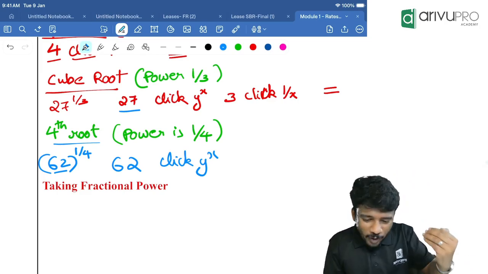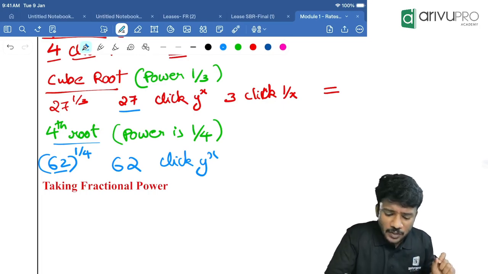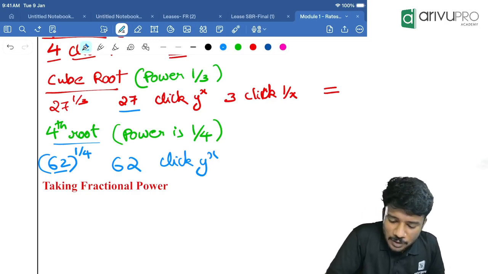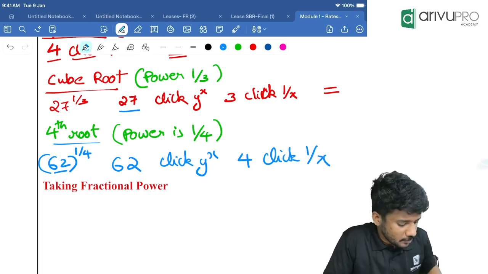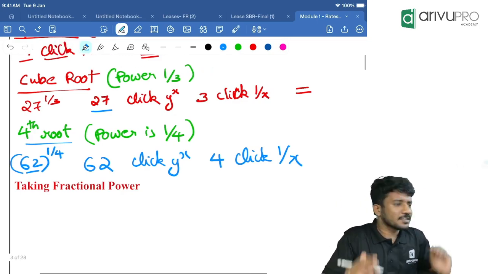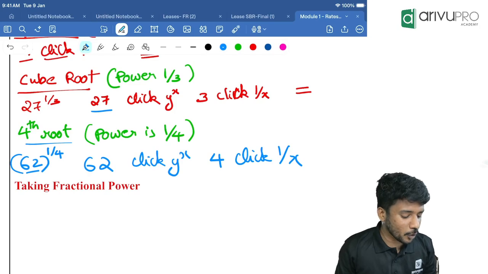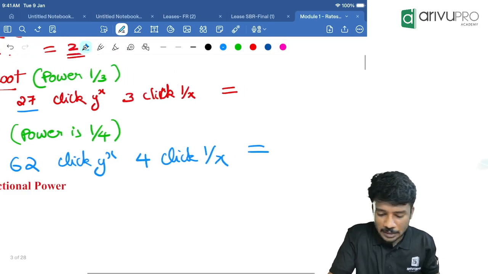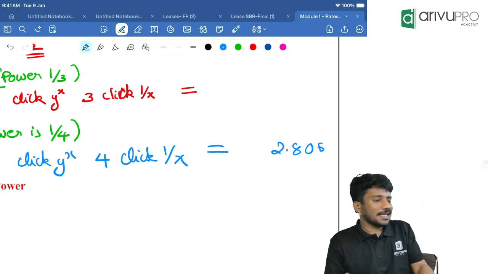After clicking the y raised to x button, we need to find the power. The power is 1 by 4. 1 by 4 means if you click 4, then click 1 by x, you will get 0.25 on your calculator. That means the power is also ready for you. After doing that, you click the equal to button and you will get the answer, 2.8060 something.